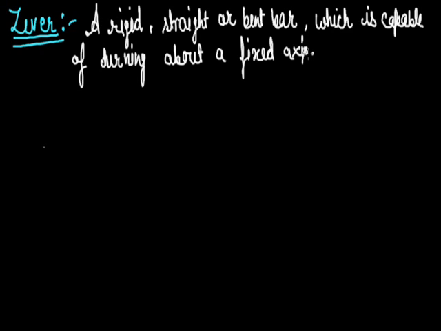And now, what is fulcrum? Actually, a lever has a fixed point. That fixed point is known as the fulcrum. So we can define it as: the axis about which the lever turns passes through a point of the lever which is called the fulcrum.